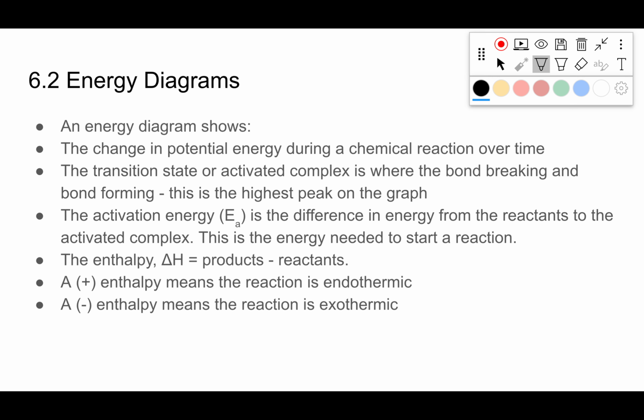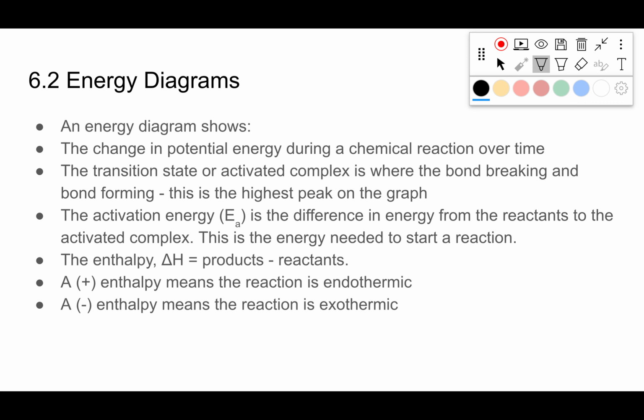You have your activation energy, which is going to be a really important part of Unit 5, and also in further units. It is the difference in the energy from the reactants to the activated complex. Remember that peak on the graph? This is the energy that needs to start a reaction. This is going to tell us if this reaction is going to be spontaneous or not. Will it be able to happen and be favorable or not?